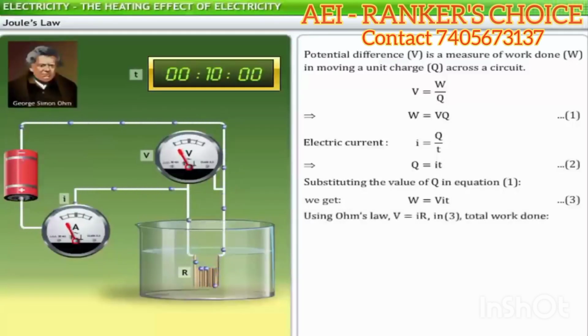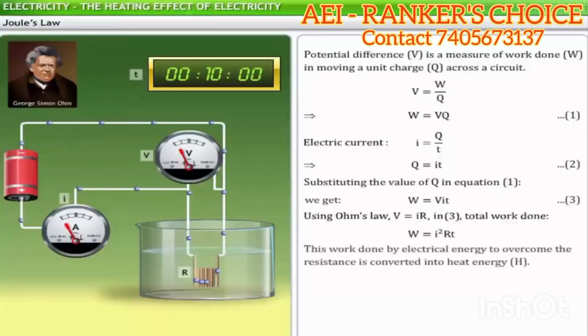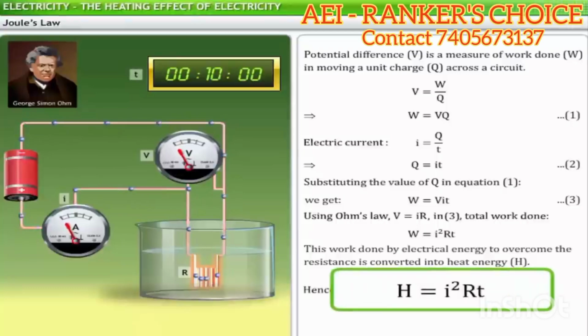Now let's use Ohm's law, V is equal to IR, in expression 3, to get the formula for the total work done by electric current. The total work done by electric current, W, is equal to I squared RT. This work done by electric current to overcome the resistance of a conductor is converted into heat energy, which is represented by H. Hence, H is equal to I squared RT.